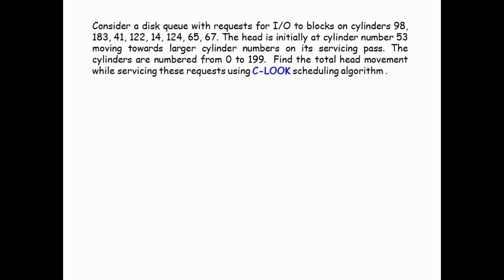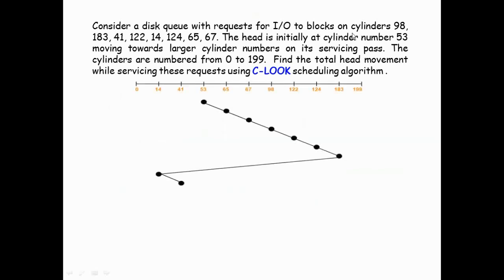Let us see a problem. For the same problem, let us find the total head movements using the CLOOK scheduling algorithm. And here is the diagram. Initially, the head is at cylinder number 53. Then the requests 65, 67, 98, 122, 124 and 183 will be serviced. After servicing, the head moves directly to cylinder number 14.